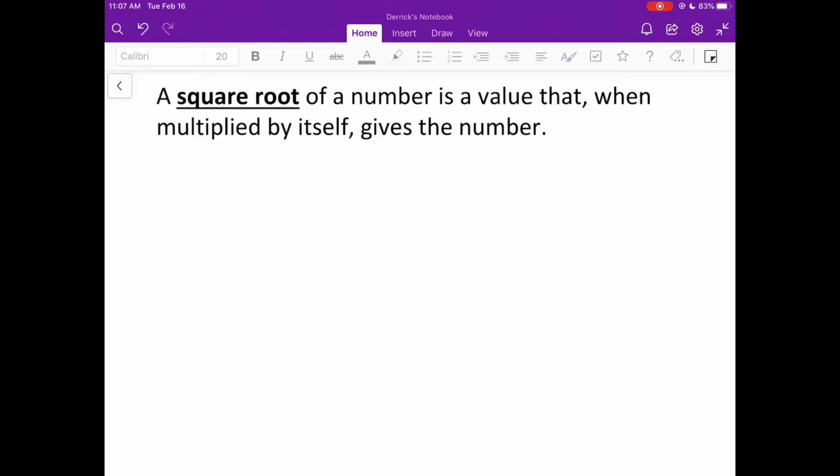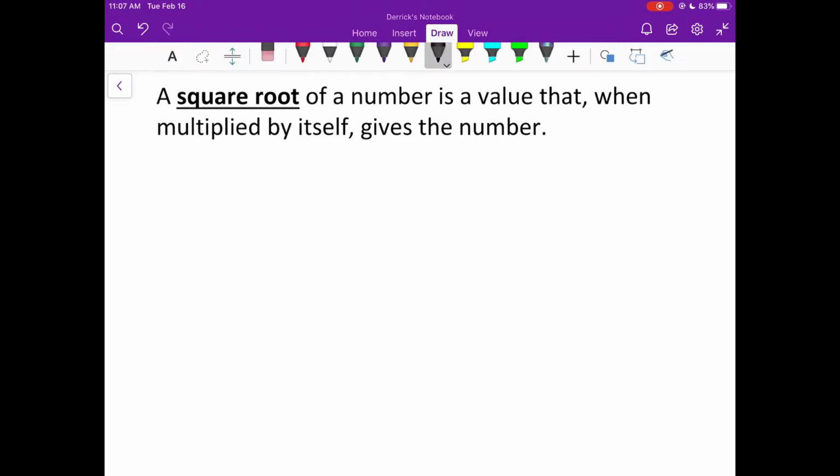This lesson is about simplifying radicals of any kind, so it's not just about square roots, but I do want to start by talking about square roots because I think that's what we're all most familiar with, because that's usually what we start with.